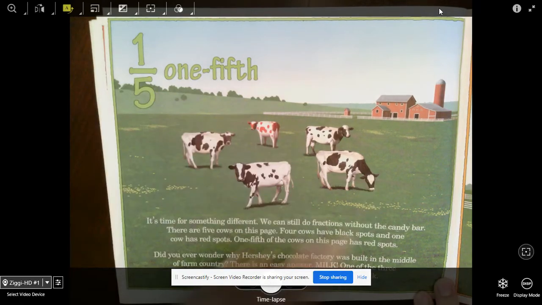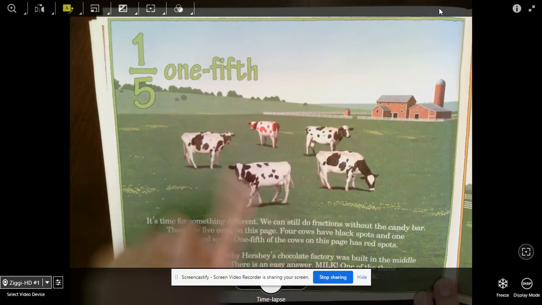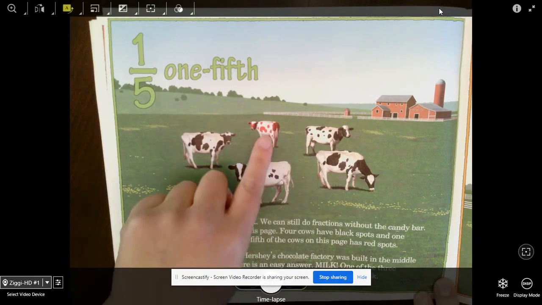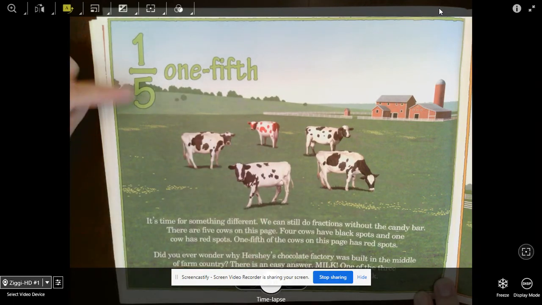So let's look at those cows again. 1 out of 5 of the cows has red spots. 1/5.